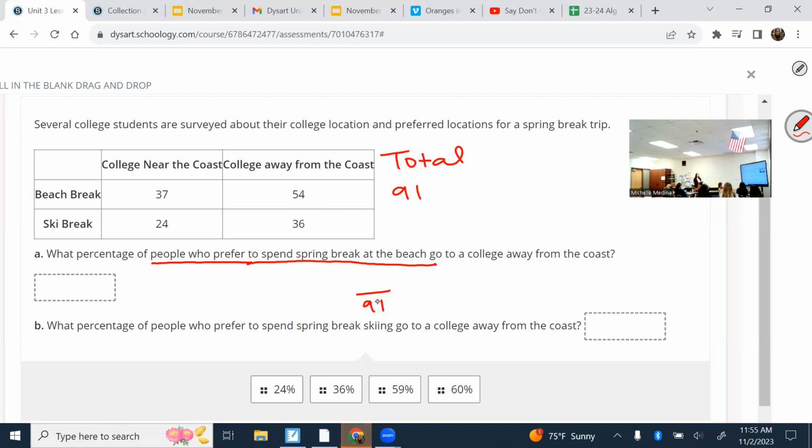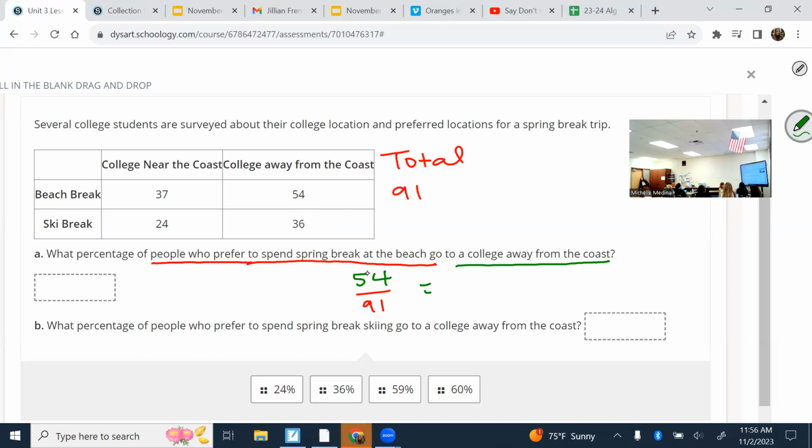And the reason why that's important, because we want to know of those people who prefer to spend spring break at the beach, we want to know the percentage of who would rather go to a college away from the coast. Okay, so how many people of these beach break people want to go to college away? So then divide that out.